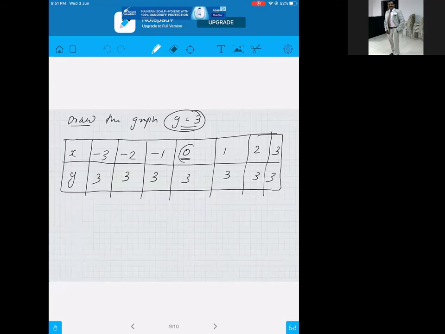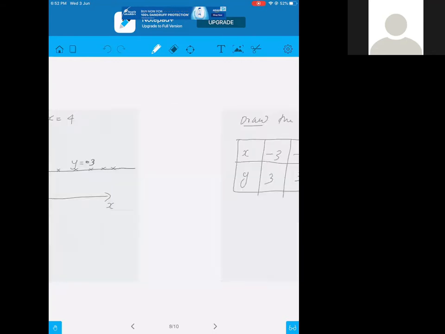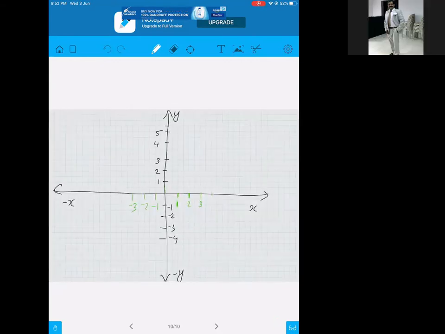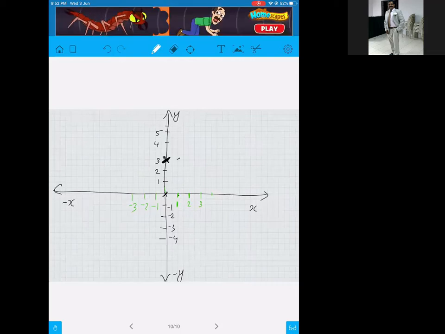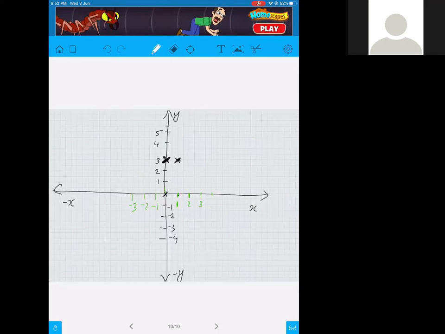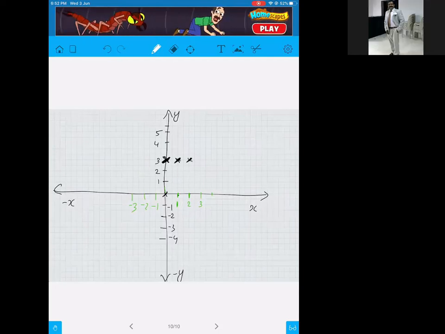Then plug in the coordinates, please. When x is equal to 0, what is the y coordinate? 3. So mark that point, please. When x is equal to 1, the corresponding y coordinate is what? 3. When x is equal to 2, 3. When x is equal to 3, again 3. When x is equal to minus 1, the corresponding y coordinate is 3. Minus 2, the corresponding y coordinate is 3.